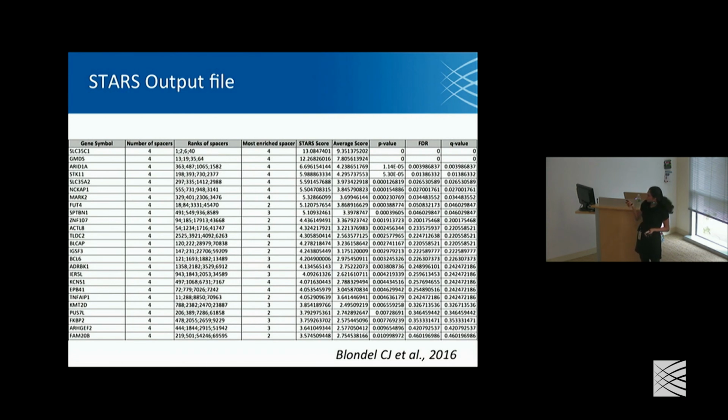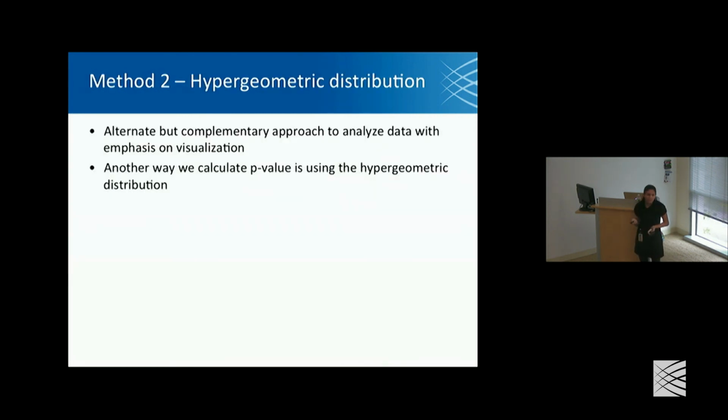The p-value, FDR, and the corrected FDR are calculated by using the null distribution. So these give you the significance of your gene hits. Okay. So the second method uses the hypergeometric distribution, and we were just looking for alternate but very complementary approaches to analyze data, and this time we also had some emphasis on visualization, which I will show you later.